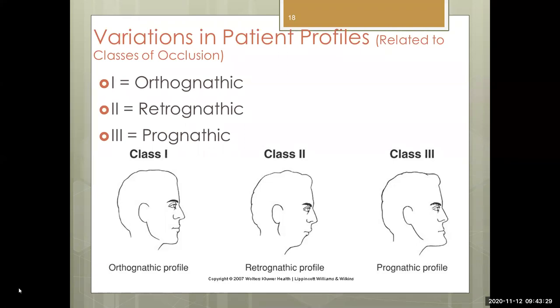When we're talking about positionings, we are looking at the mandible, okay? So the retrognathic, the mandible is retruded and the maxilla is protruded. So that's your overbite versus your prognathic, the mandible is pronounced. Orthognathic, retrognathic, prognathic.